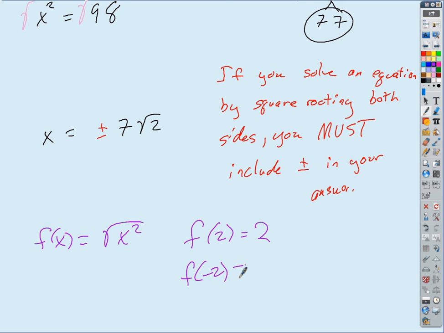What if I input a negative 2? What's the square root of negative 2 squared? What's negative 2 squared? 4. What's the square root of 4? 2. Oh. Well, hold it now.